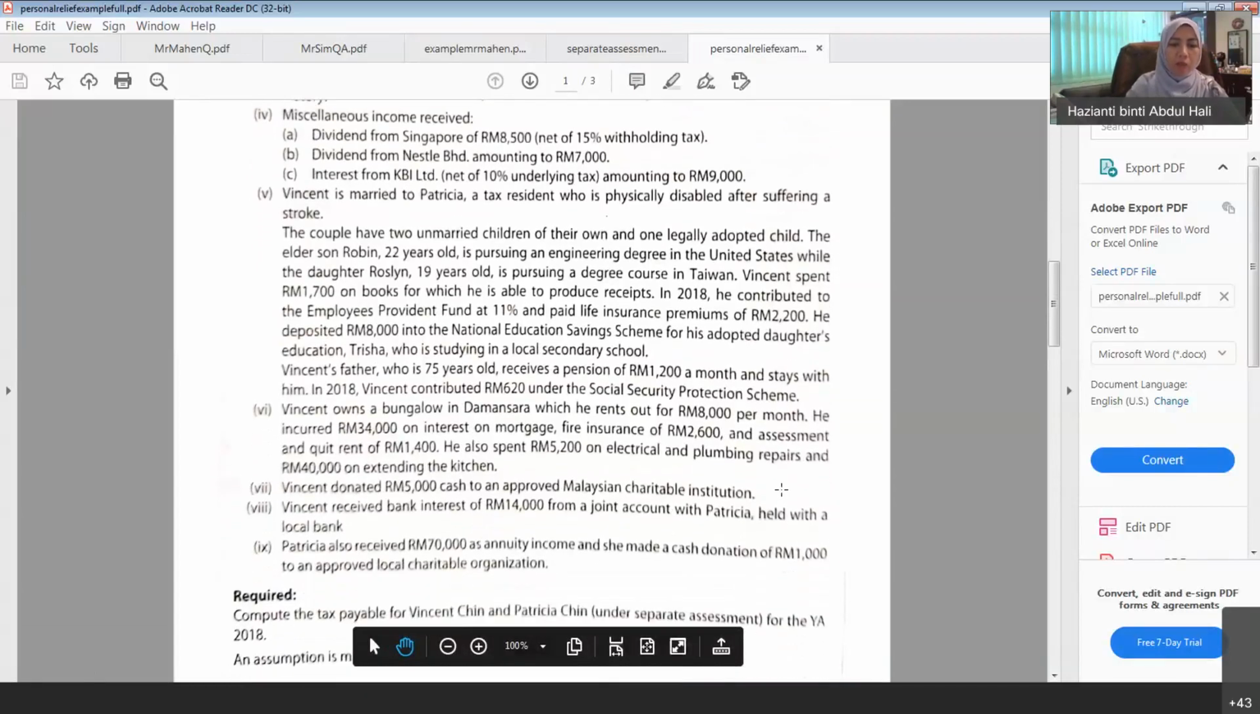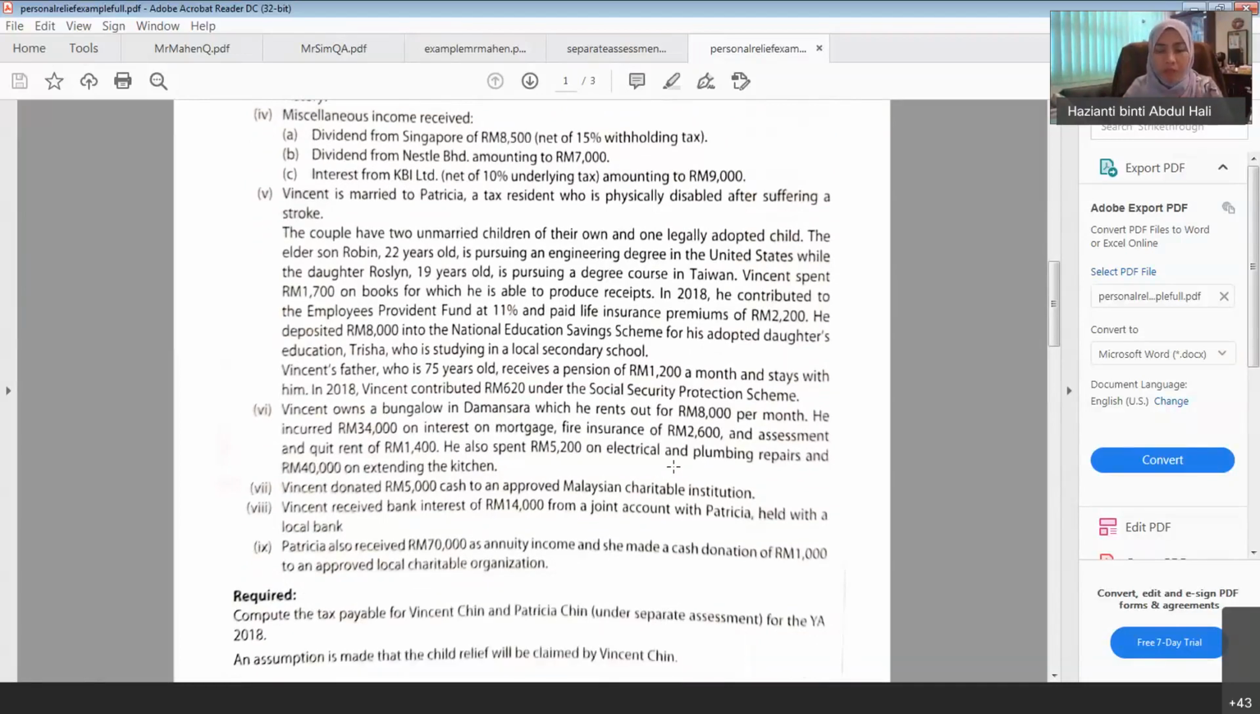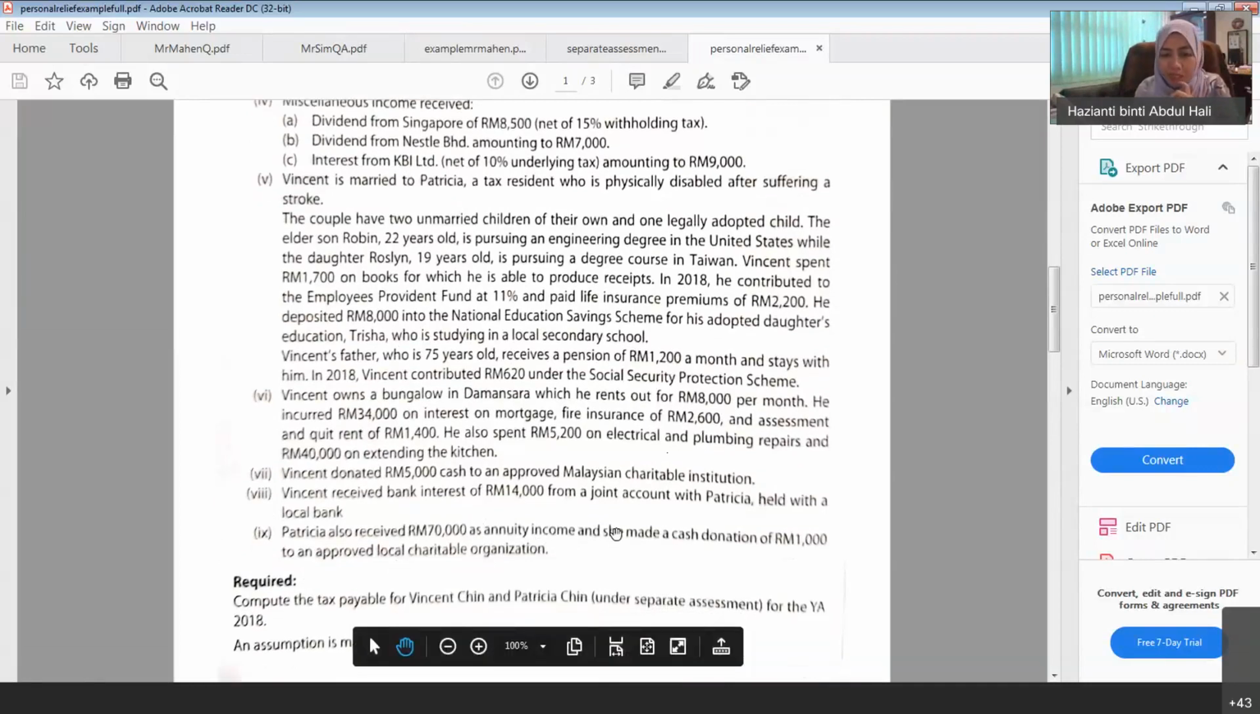So here you have to compute tax payable for Vincent Chin and Patricia Chin under separate assessment. For this long question, you have to prepare two tax computations, one for Vincent and one for his wife, because now the wife has income, right? See? 70,000 as annuity income.